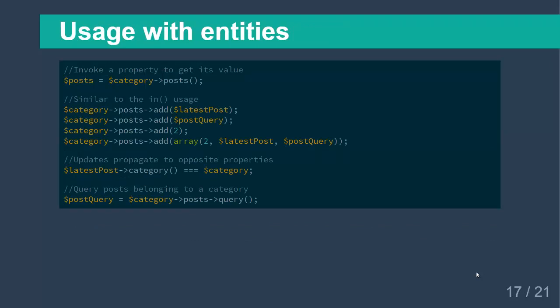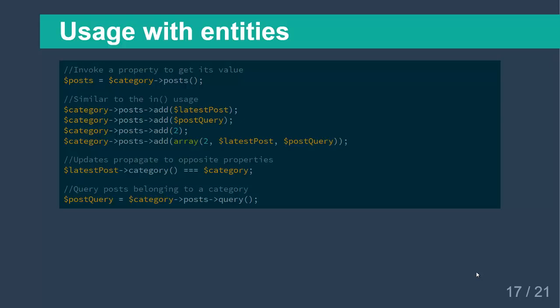So let's see how that would be used with some actual entities. Let's say we have some posts. Now we get a category, and to the category's posts we add the latest post. We add a post query, we add a post that has an ID 2, we add a batch of those, and it also updates immediately our latest post entity to reflect that it's now related to this category. This is done without an extra query to the database. So as I said, it tries to optimize as much as possible the amount of actual queries.